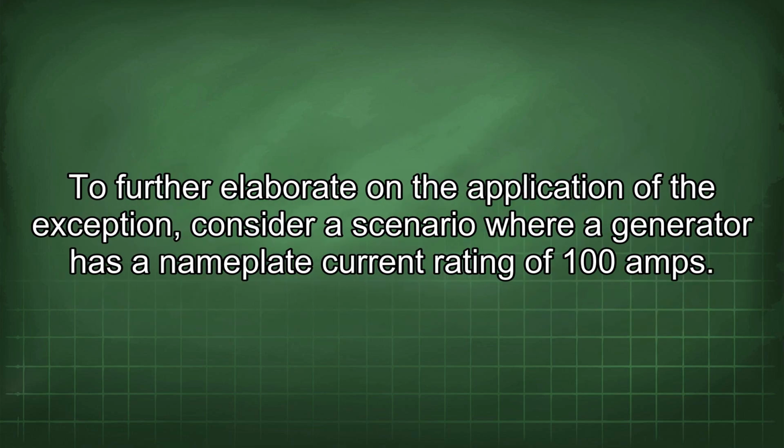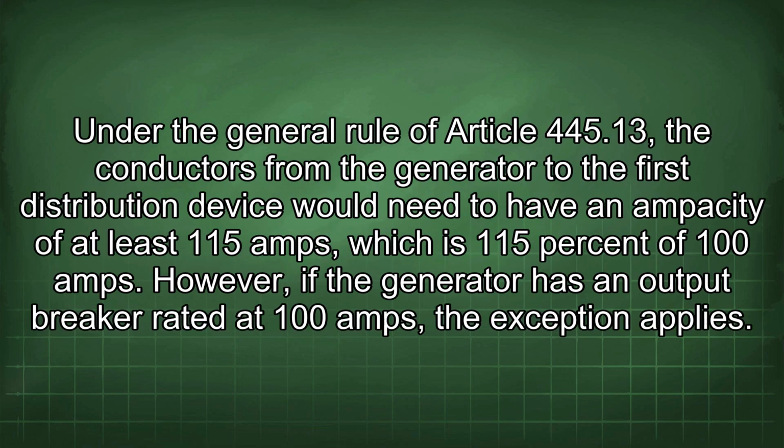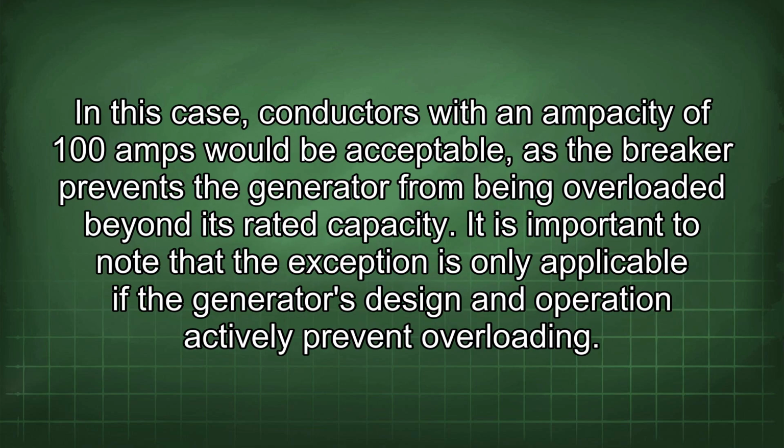To further elaborate on the application of the exception, consider a scenario where a generator has a nameplate current rating of 100 amps. Under the general rule of Article 445.13, the conductors from the generator to the first distribution device would need to have an ampacity of at least 115 amps, which is 115% of 100 amps. However, if the generator has an output breaker rated at 100 amps, the exception applies. In this case, conductors with an ampacity of 100 amps would be acceptable, as the breaker prevents the generator from being overloaded beyond its rated capacity.